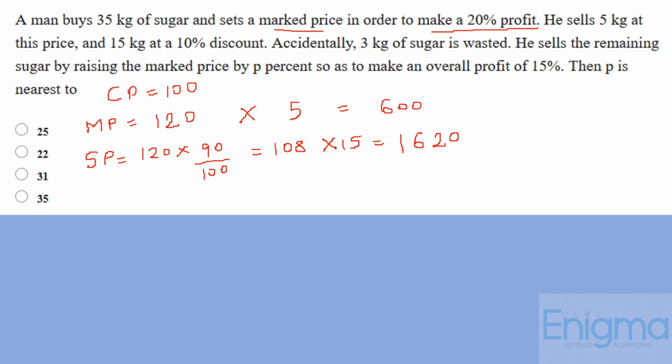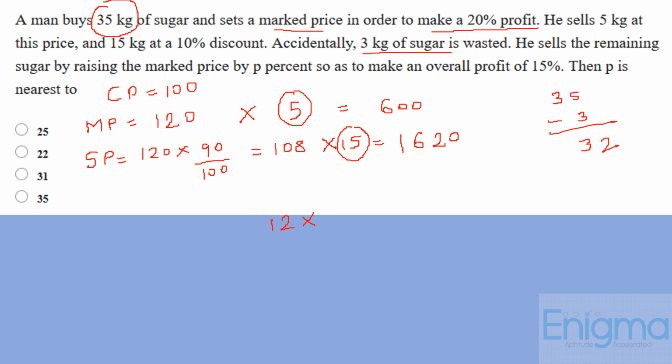Now it is given that accidentally 3 kg of sugar is wasted. That means out of a total of 35 kgs, he is going to sell only 32 kgs. Out of that, 5 kgs he has sold at 120, 15 kgs he has sold at 108. That means 20 kgs are done. The remaining 12 kgs are sold at a different price.